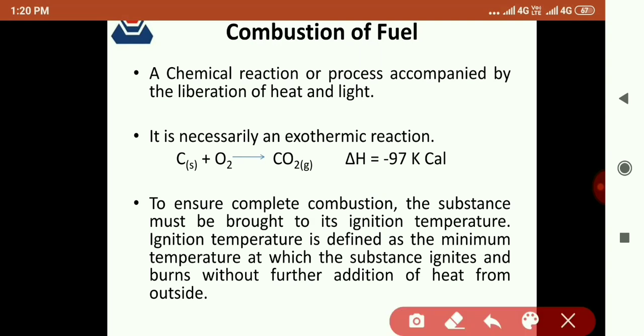Then you can see that to ensure complete combustion, the substance must be brought to its ignition temperature. Now what is this ignition temperature? We have already studied it earlier. Ignition temperature is the minimum temperature required when the substance or the fuel starts burning smoothly without further addition of heat from outside. So this is an important concept related to combustion.